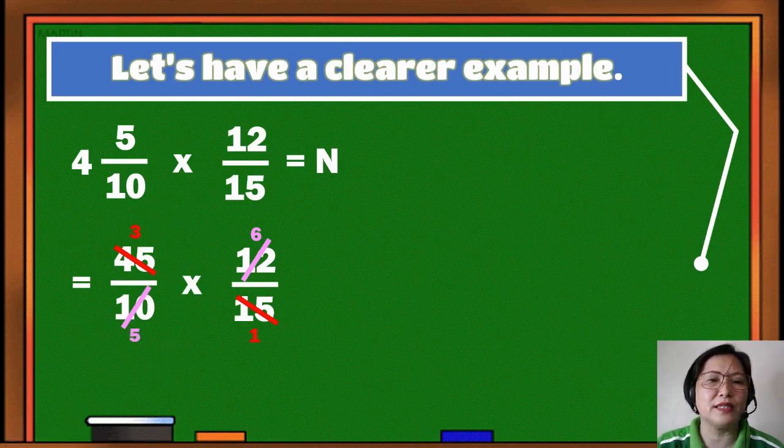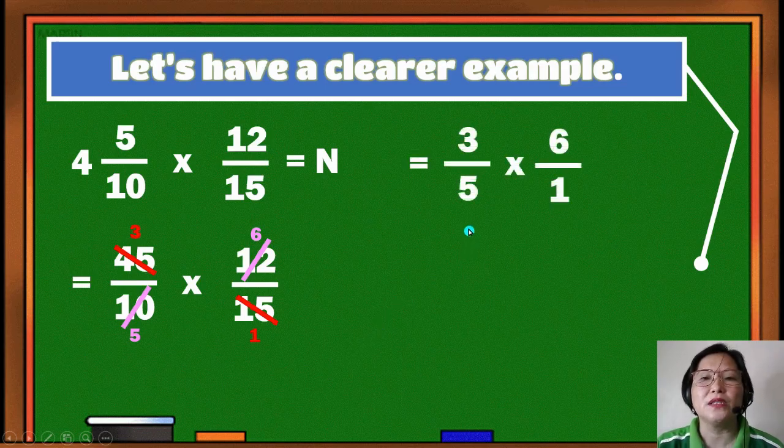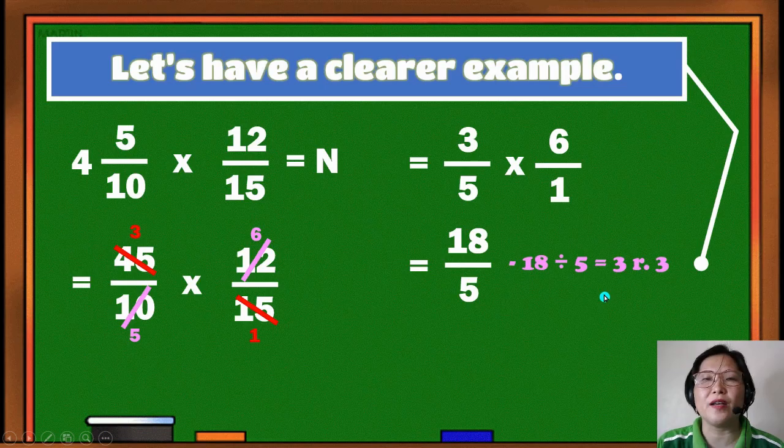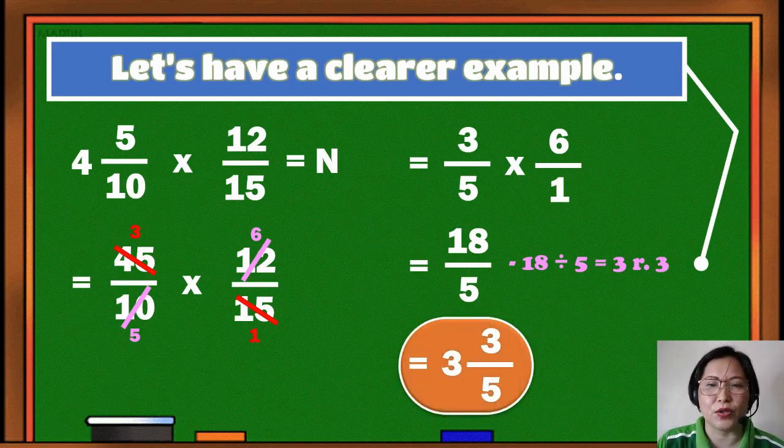So 45 over 10 times 12 over 15 will become 3 fifths times 6 over 1. And let us multiply. 3 times 6 equals 18 and 5 times 1 equals 5. 18 over 5 is not yet in lowest term. Actually, it's an improper fraction. So we are going to reduce it to its lowest term by dividing 18 by 5. So 18 divided by 5, the answer is 3 and the remainder is 3. So when we write the answer, we're going to write the whole number and the remainder as the numerator. So 18 over 5 is 3 and 3 fifths. And that is the answer.